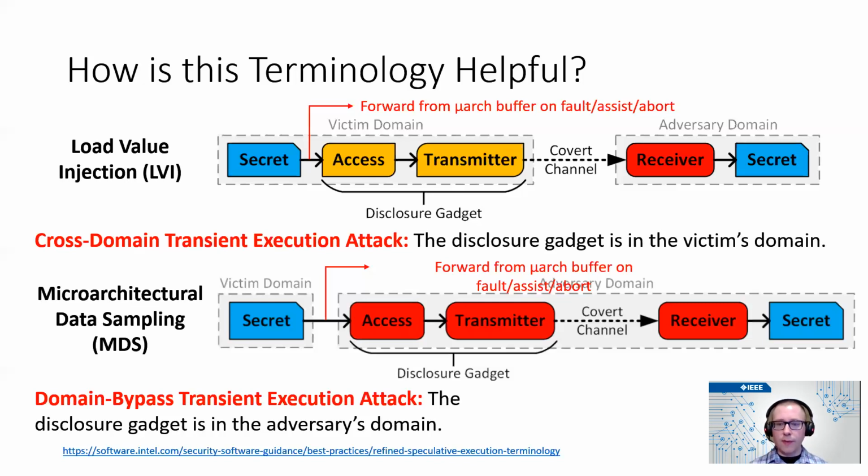So in load value injection, the disclosure gadget is located in the victim's hardware domain, whereas in MDS, the disclosure gadget is in the adversary's domain. And this qualifies it as what we call an example of a domain bypass transient execution attack, where the adversary executes transient instructions in its own hardware domain that circumvent hardware-based access controls.